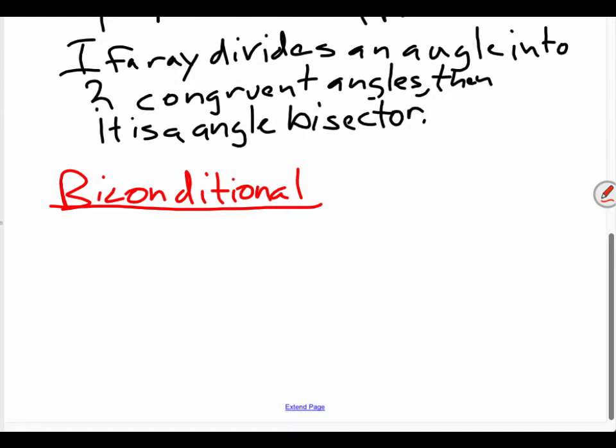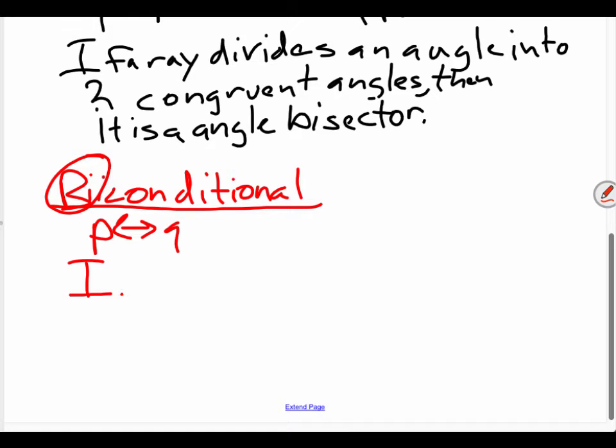The biconditional statement would be P can imply Q, but it can also imply P, or Q can imply P, right? That's what biconditional means. One can imply the other and the other can imply the first. Does that make sense? Two conditions, and they both imply each other, right? So now, how do I write that?